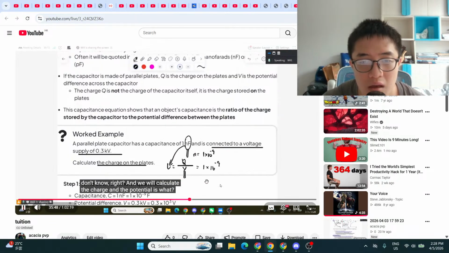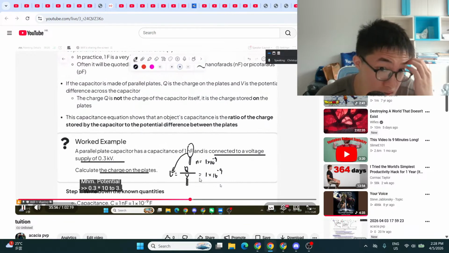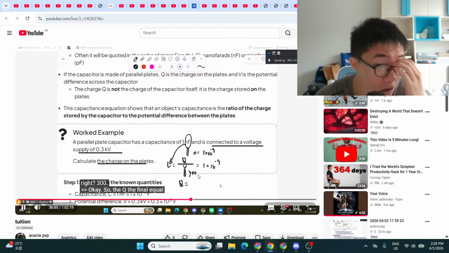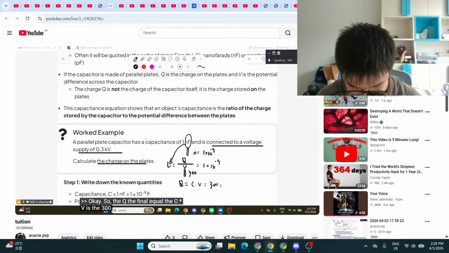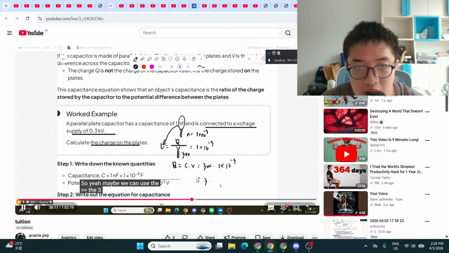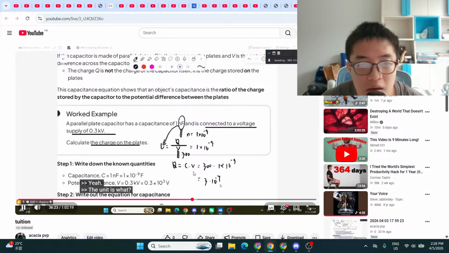And the potential is what? 0.3 times 10 to the 3, or maybe you can write 300, right? Okay, so Q equals C times V, which is 300 times 1 times 10 to the negative 9, so maybe you can use 3 times 10 to the negative 7, okay? The unit is what?